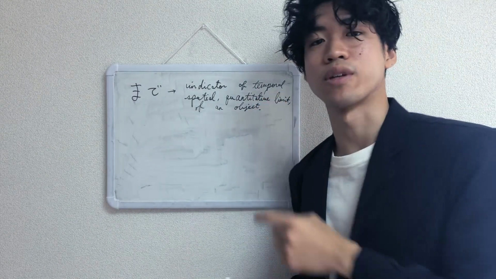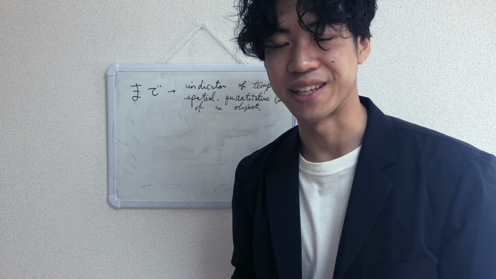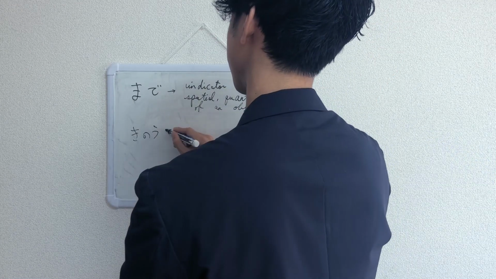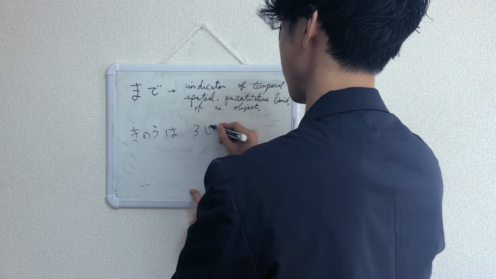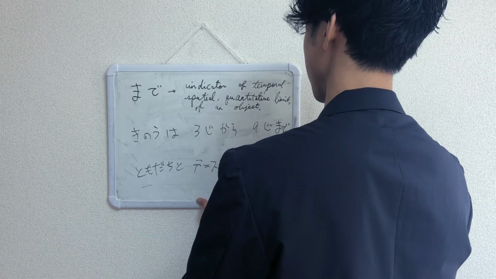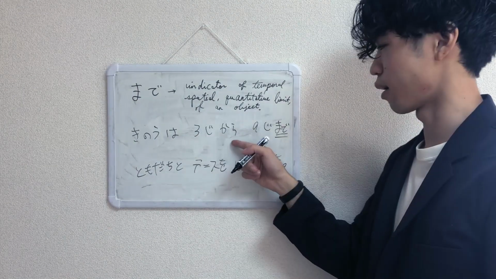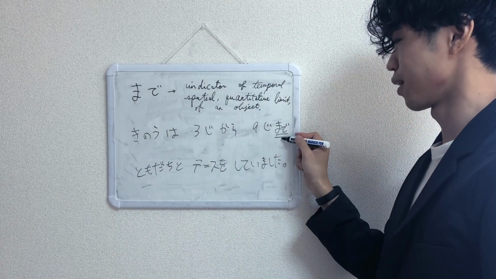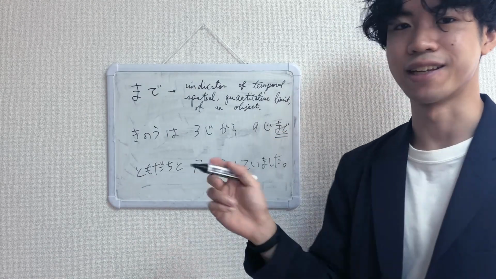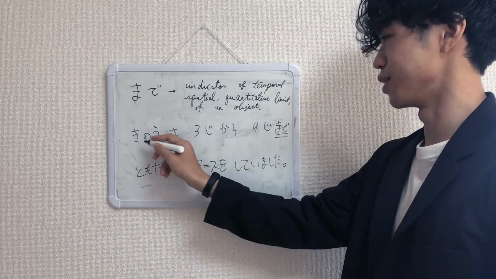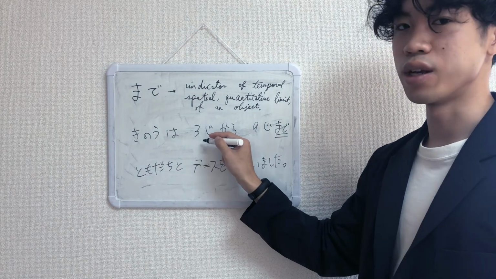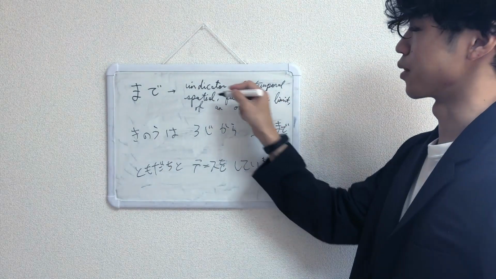First, a temporal example. 昨日は3時から9時まで友達とテニスをしていました。Yesterday, from 3 o'clock until 9 o'clock, with a friend, I was playing tennis. As for yesterday, I was playing tennis with a friend from 3 to 9. That's a limit of a temporal thing.